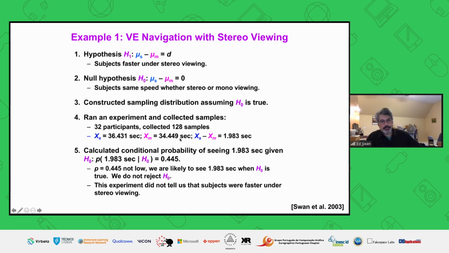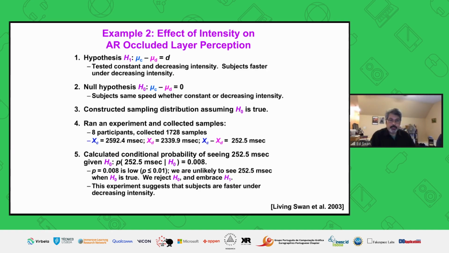It took 35, 36, 37 seconds to do the experiment. We calculated the conditional probability of seeing a difference as large as 1.983 seconds, given the null, and that probability was 0.445. So this is not low. We're likely to see a difference of this size when the null is true. Therefore, we did not reject the null, and this experiment did not tell us that subjects were faster under stereo viewing. So that was one experiment. Now, around the same time, we ran a separate experiment.